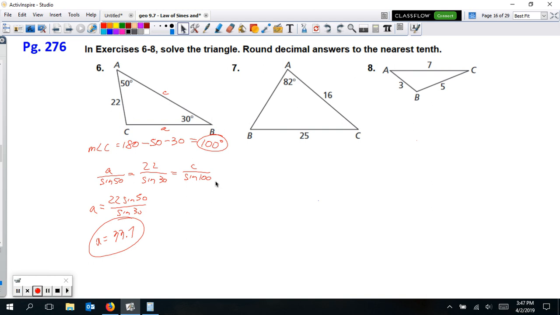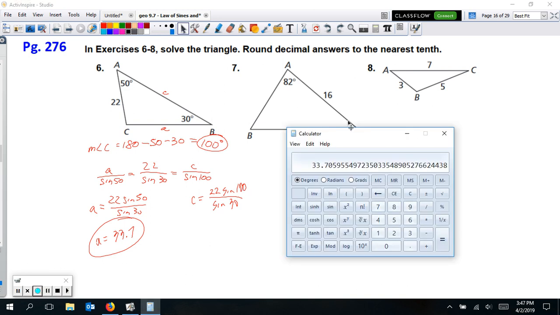And then we're going to use these two to find c. I'm going to solve for c by moving the sine of 100 up with the 22 this time. So c is equal to 22 times the sine of 100, divided by the sine of 30. Coming back to our calculator, I'm going to do 100 and the sine of that times my 22.